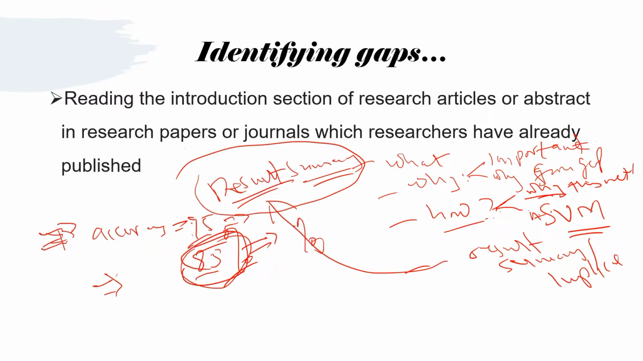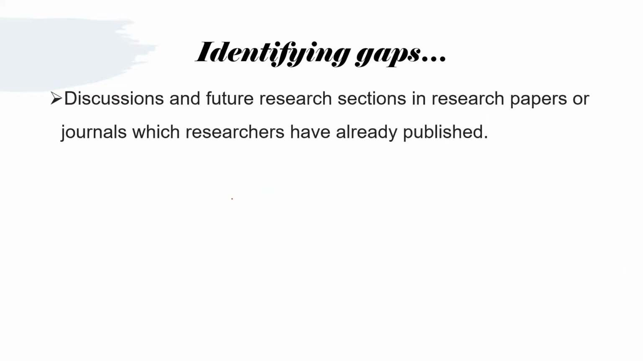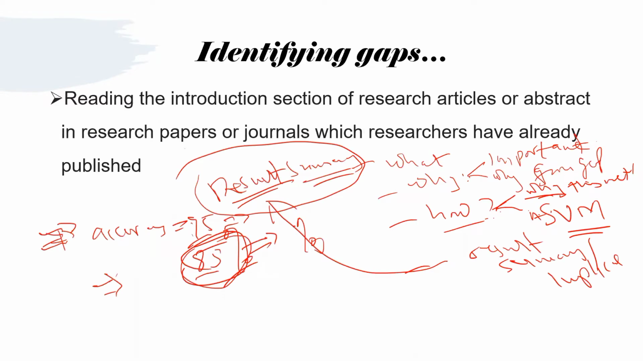There could also be some information that is not yet clear. That is why the second aspect is going to tell us to go to the discussion and future research section. Discussion will have more details than the introduction. However, in the introduction and abstract alone, you can have several indications that there's room for us to improve upon what they've gotten.